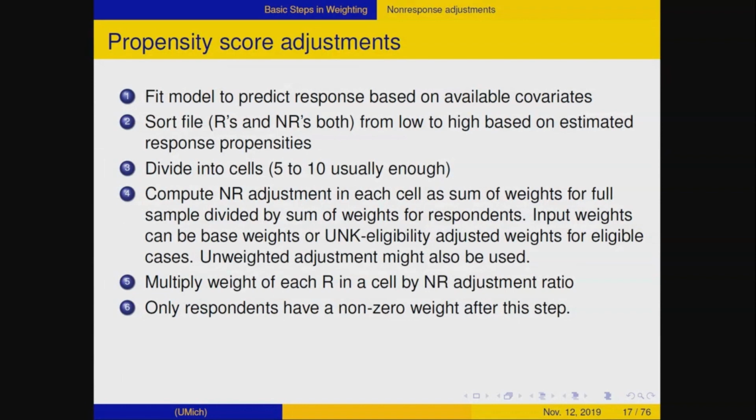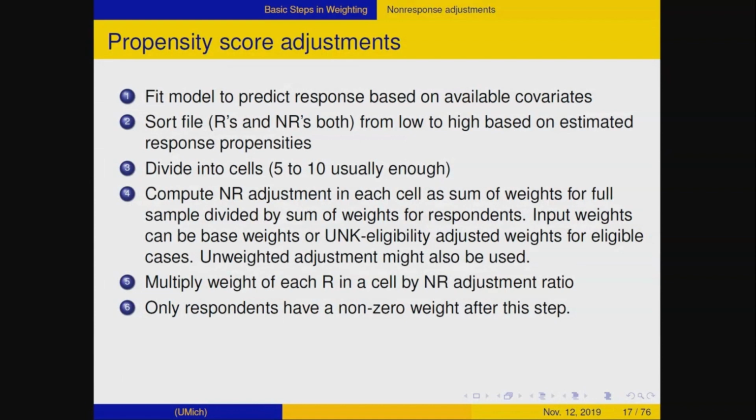And then you calculate a single non-response adjustment within each cell. So there's a bunch of ways to do it, which I'll show you. And then you multiply the incoming weight, like the base weight of each respondent, by the non-response adjustment. And that's it. So at the end of that step, only the respondents have got a non-zero weight.